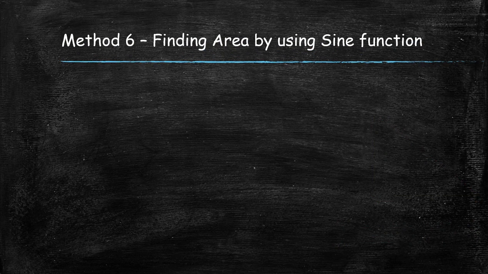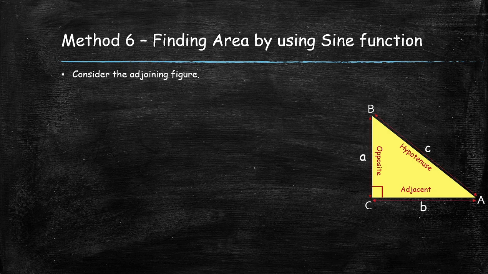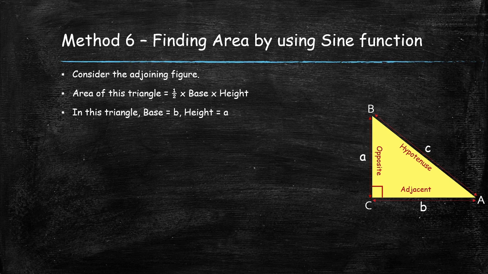So finally we have come to method 6, finding the area of triangle using the sine function. Consider this figure, the right angle triangle. The area of this triangle, as we know, is half into base into height. Here also side a is opposite to angle A, side b is opposite to angle B, and side c is opposite to angle C. In this triangle, the base is b and the height is a. Assume that we know b and c, but we do not know a. We do not know the height, but we know the base and the hypotenuse.